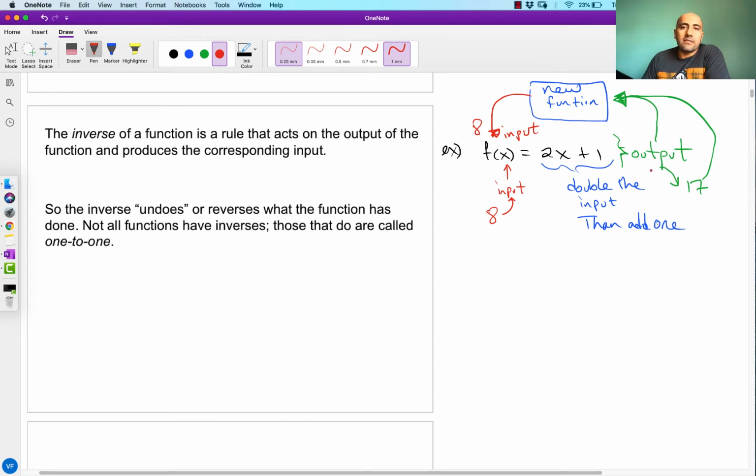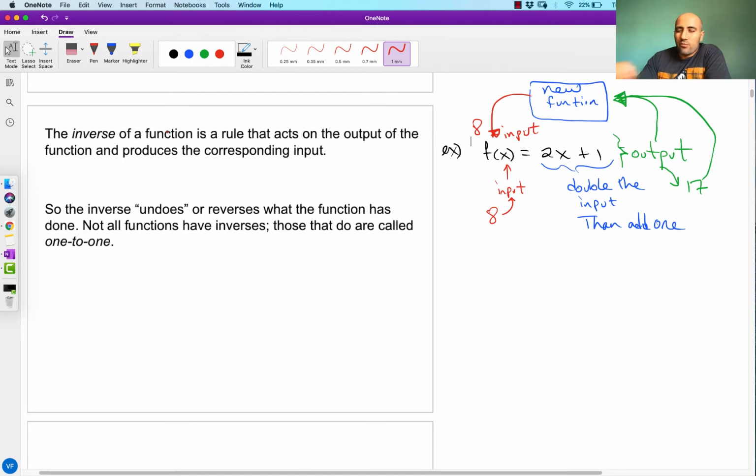That little loop should exist for all values where the function f is valid, right? So any input you can put in here. Given this particular one I chose, it should be all real numbers. So for any real number you put in here, you get a resulting output, and then you plug that into this new function, which will undo this and bring you back to here. So this new function is the inverse of this one. The inverse of a function is a rule that acts on the outputs of a function and produces the corresponding input, right? So they will undo each other.